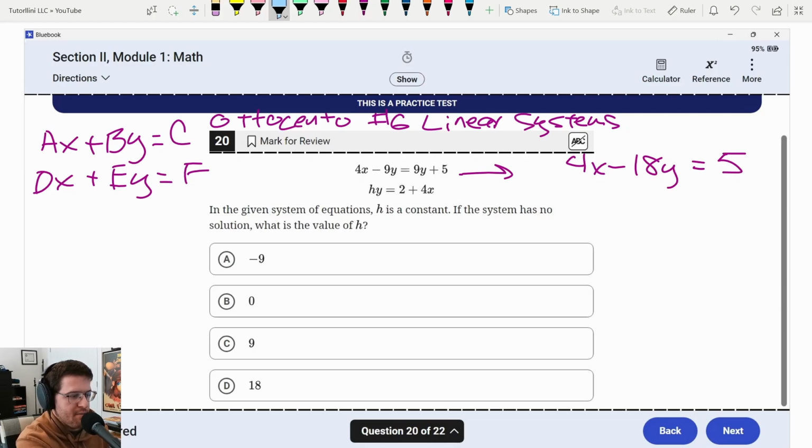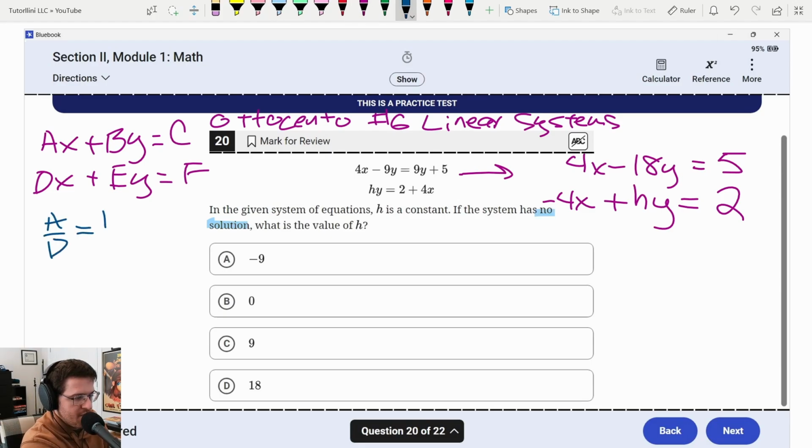Now the only one out of place in the second one is this 4x. So I'm going to subtract 4x to the other side. And really important, I'm going to put it in front. So negative 4x plus hy equals 2. Now the question tells me we have no solution. As I go over in the video, for these types of problems, that means a over d equals b over e, which is not equal to c over f.